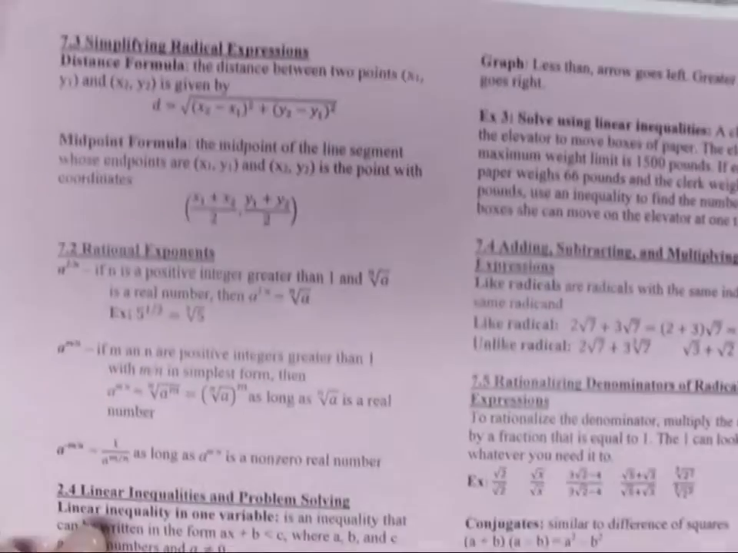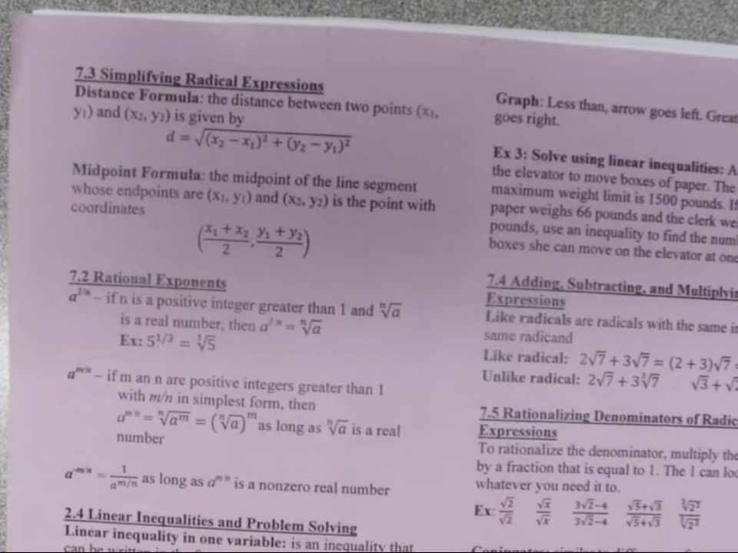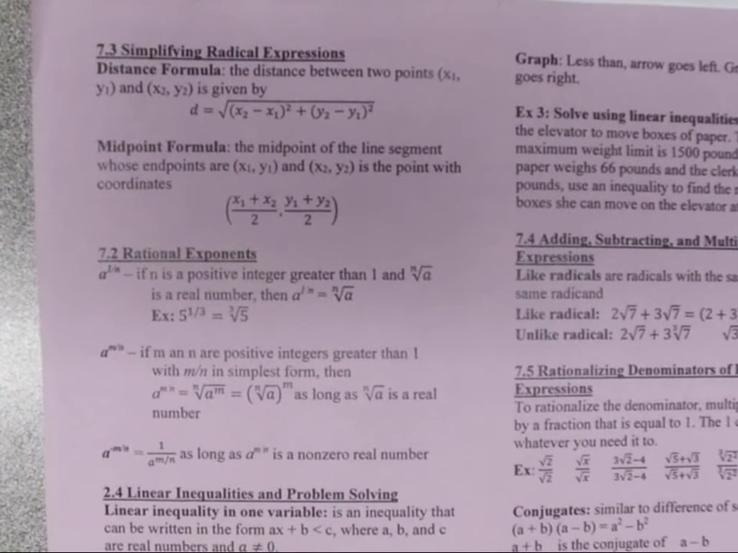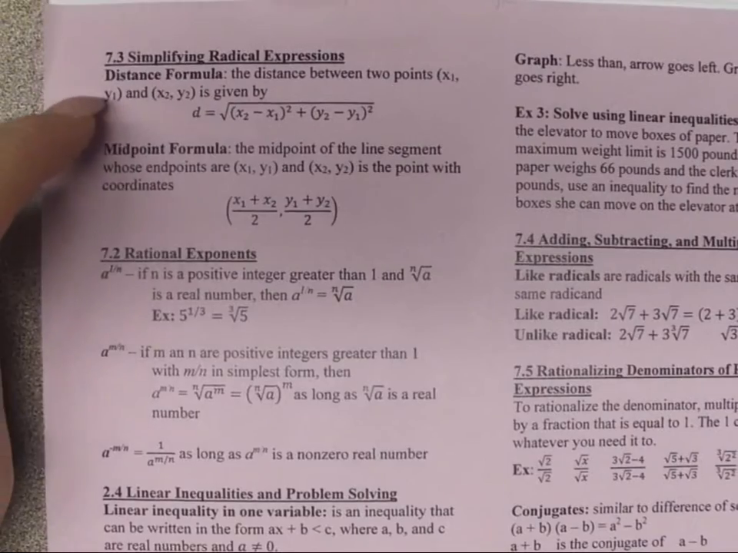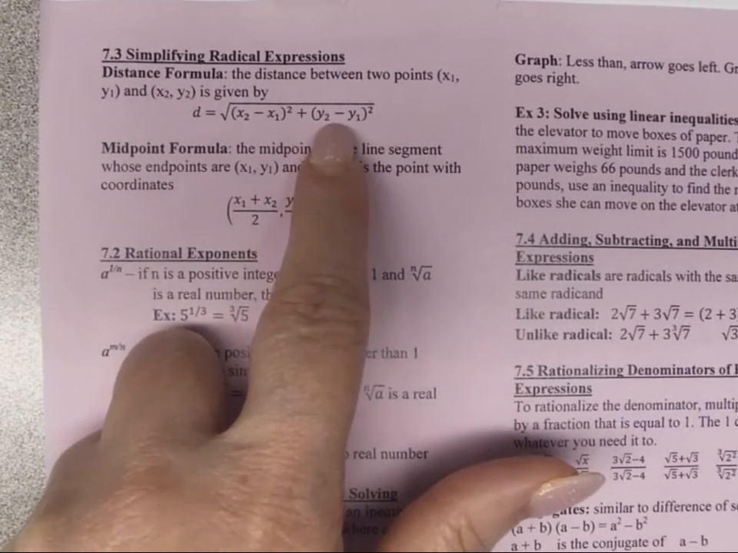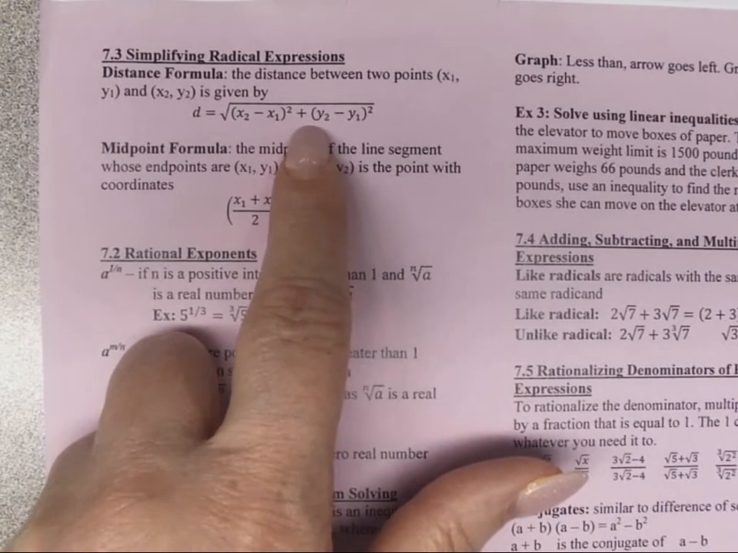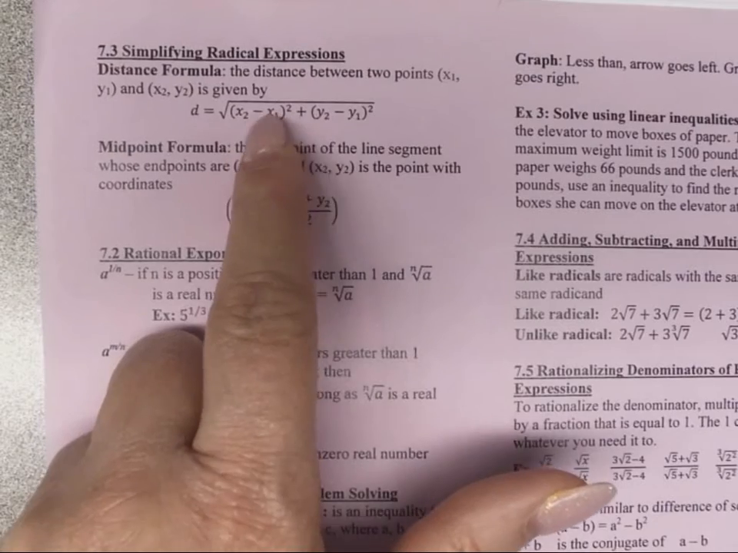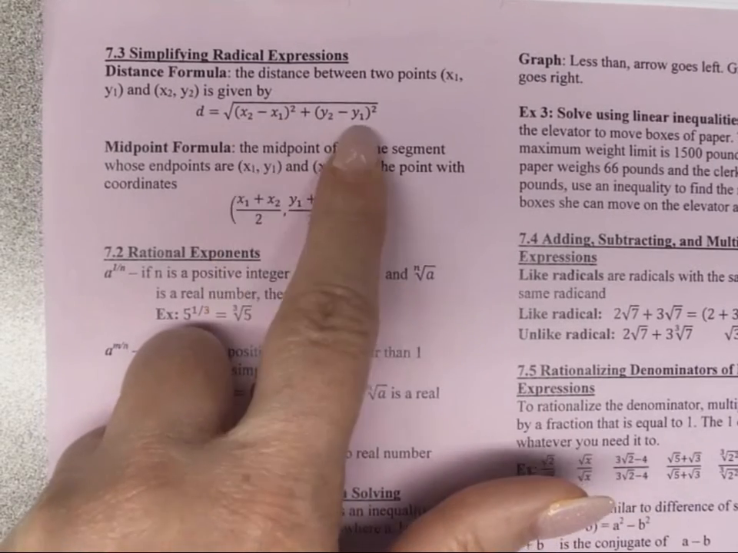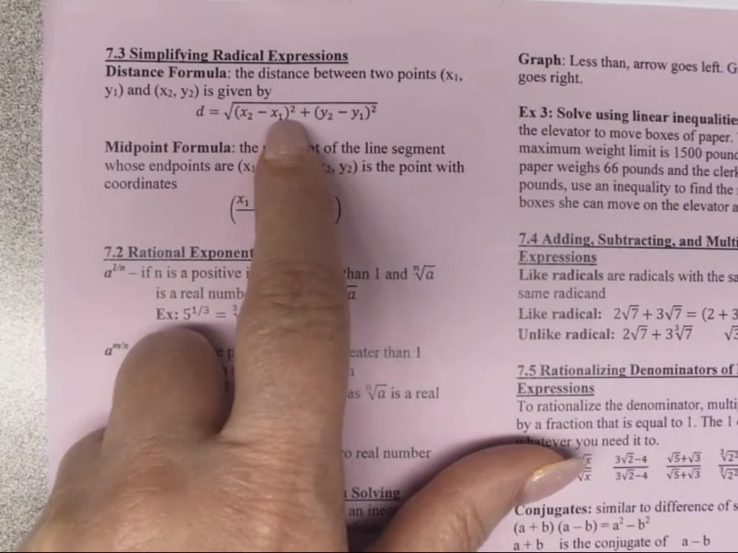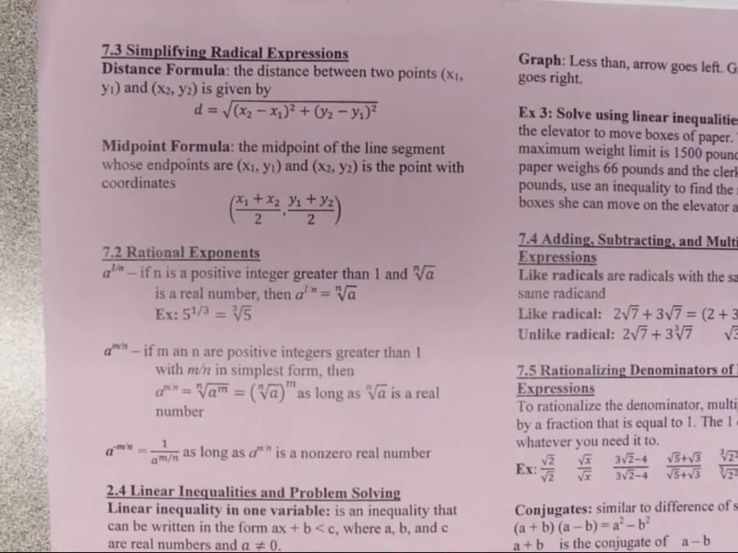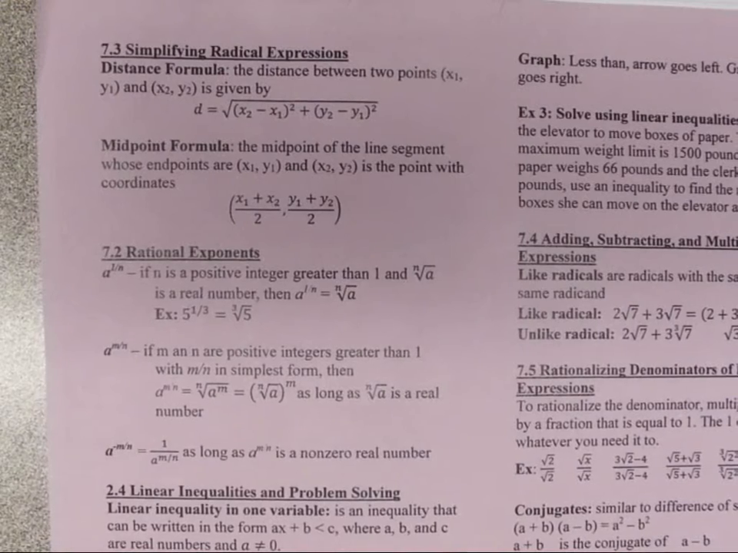All right, so we are going to talk about simplifying radical expressions. Specifically, we are going to look at the distance and the midpoint formula. So I have the distance formula written here. You can do the x's first, and then the y's, or the y's first, and then the x's. It really doesn't matter because it's being added in the middle. And so with addition, the order really doesn't matter. So just depending, I guess, on what book you're looking at.